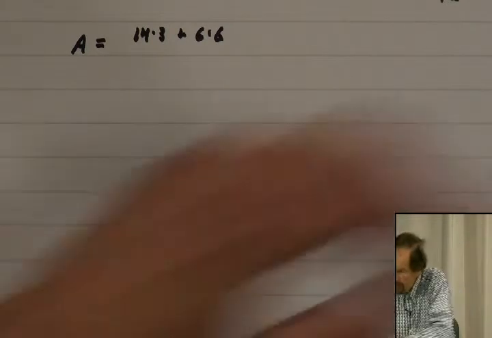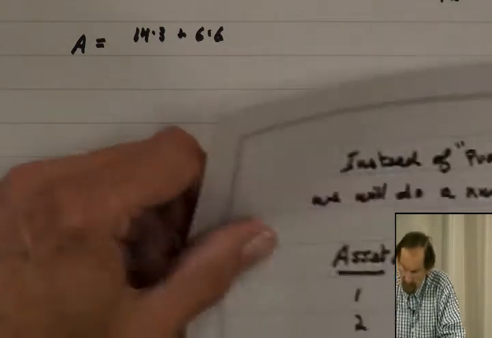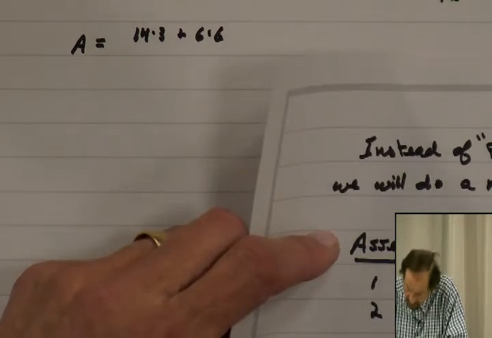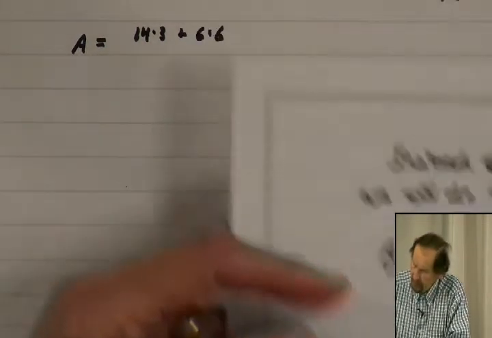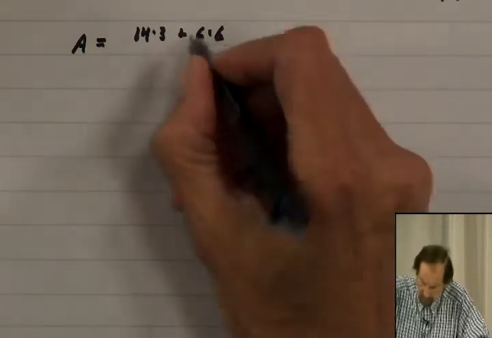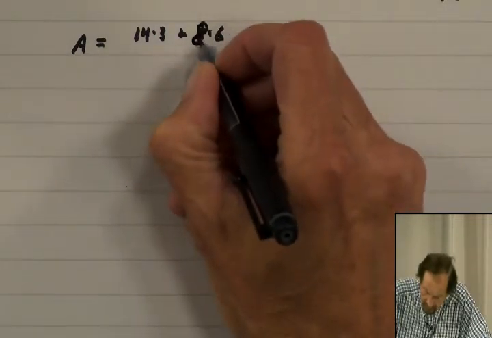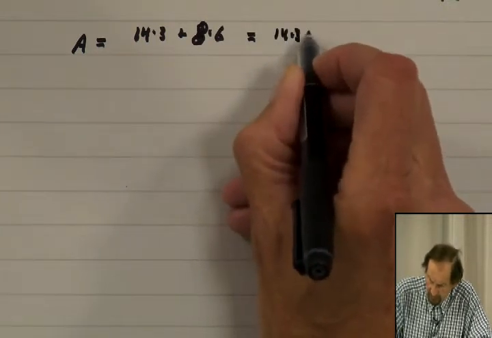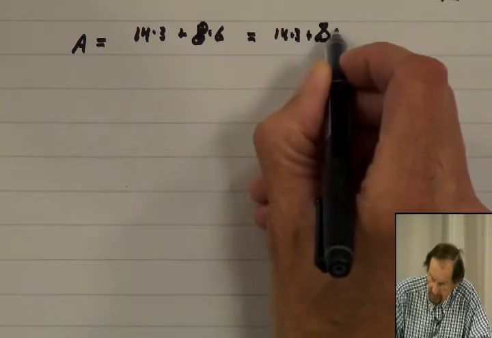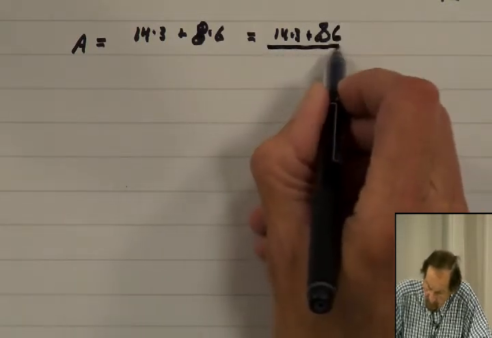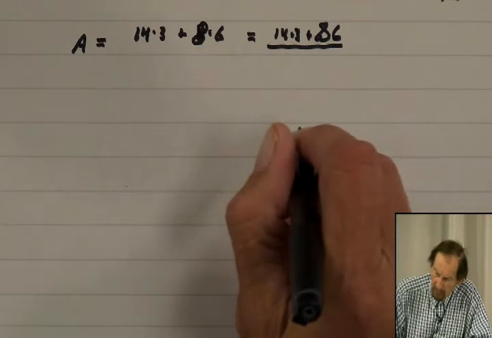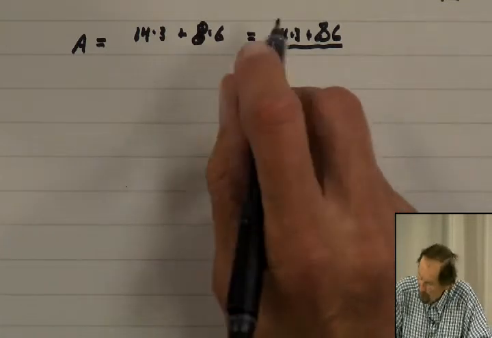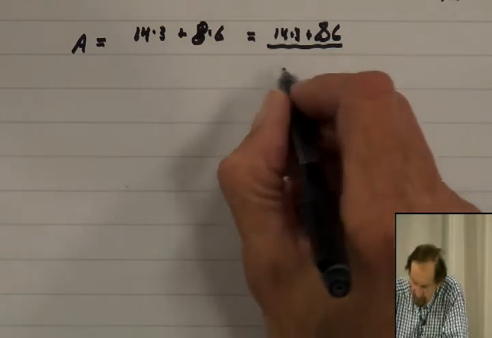Yeah, this data is wrong. This should be 8. Let that be 8. I thought that was wrong. This is 8. So this equals 14 times 3 plus 8 times 6, over sigma 1 plus sigma 2. Sigma 1 plus sigma 2 is nothing more than 3 plus 6.